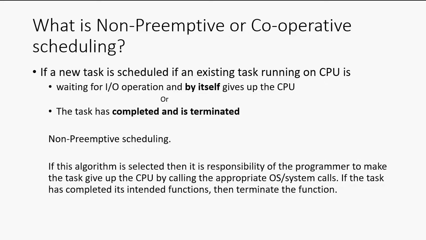Now, this brings to an important point: if this algorithm is selected, then it is the responsibility of the programmer to make sure that the task is giving up the CPU by calling appropriate system calls or OS provided calls. What these OS calls or system calls do is invoke the scheduler to schedule the next set of programs which are ready to run.